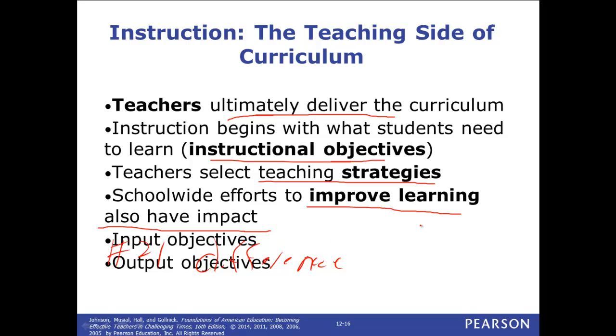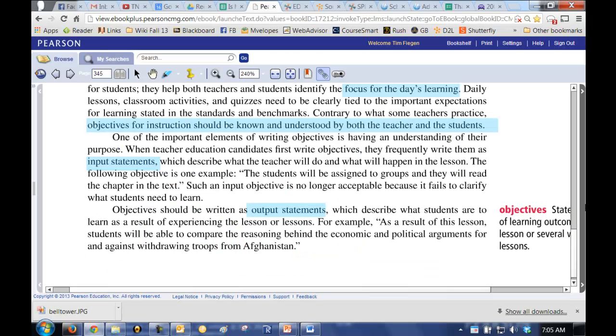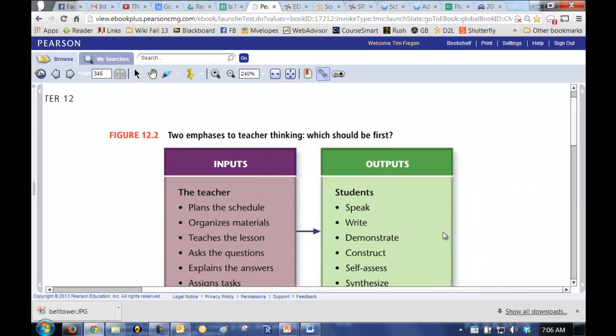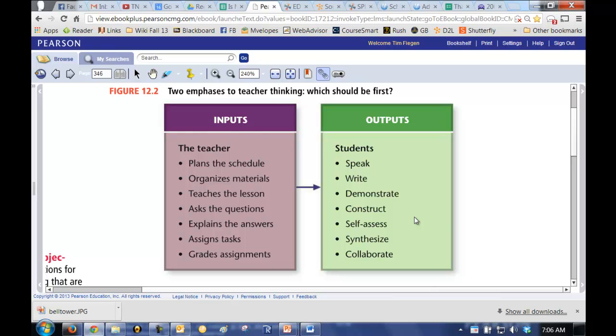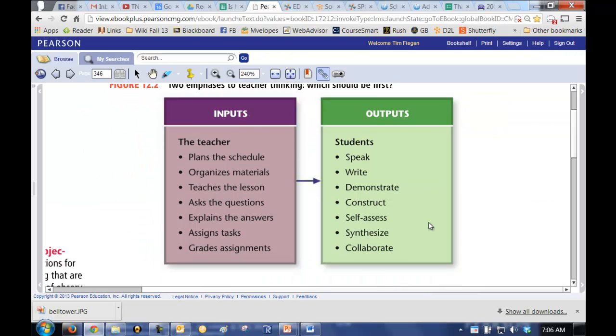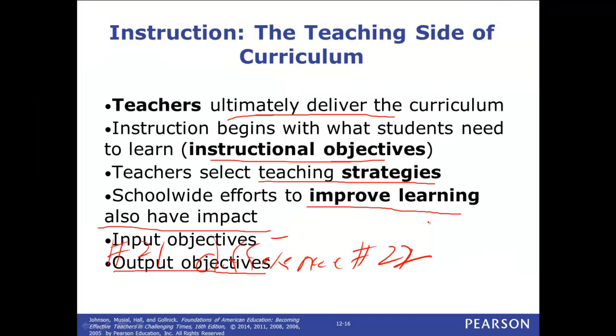Here, this will be number 21. Or number 22, I guess we're at. Input: write something about input objectives and output objectives, and make sure you notate that the desirable one now is output, what the student will do. And this is a little comparison here between inputs and outputs. I'm going to ask you to bring that in. That is clip 12.2. And so this will be number 23, and it'll go right here.